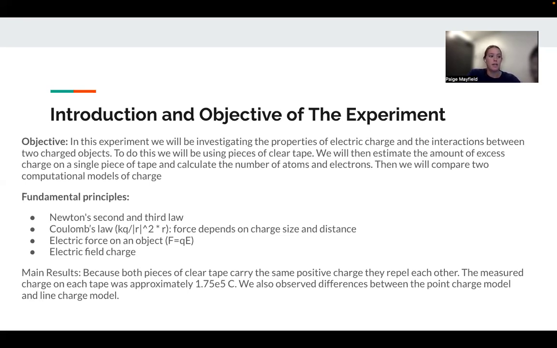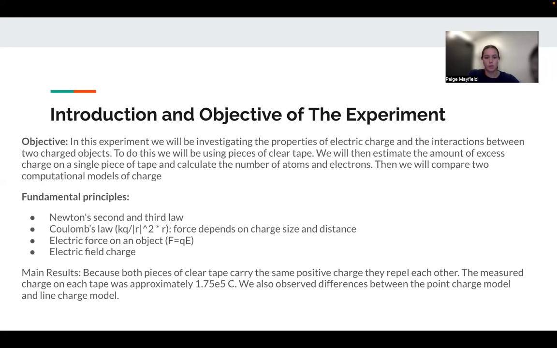So for this, we connect several fundamental physics ideas, including Newton's law, which describes how the forces are acting on the tape; Coulomb's law, about how the electric force depends on the amount of charge and the distance between the charges; electric field, a charged object produces a field that exerts force on another charge; and the force of charge that links the field to the observable motion of the tape.